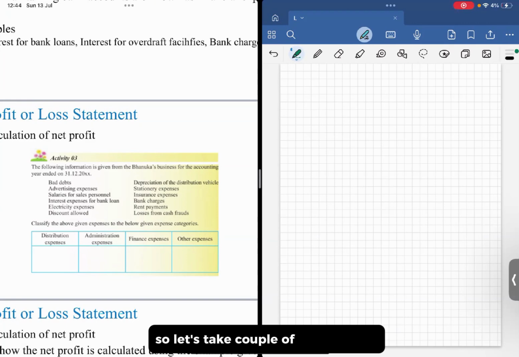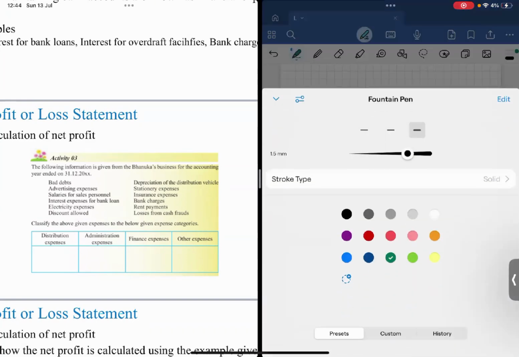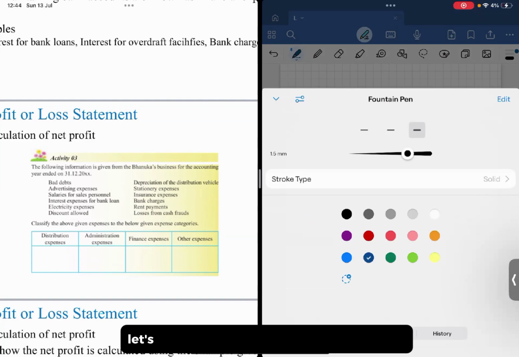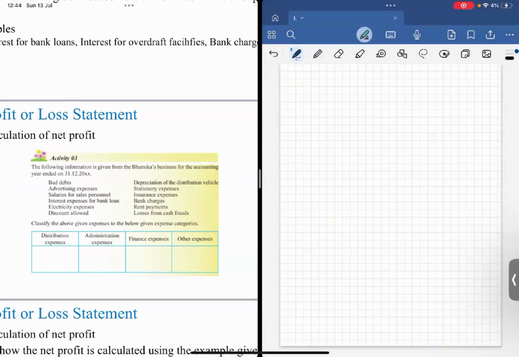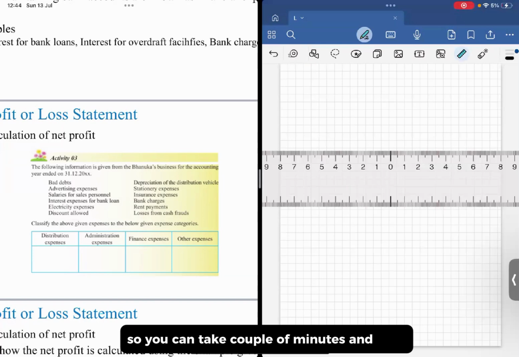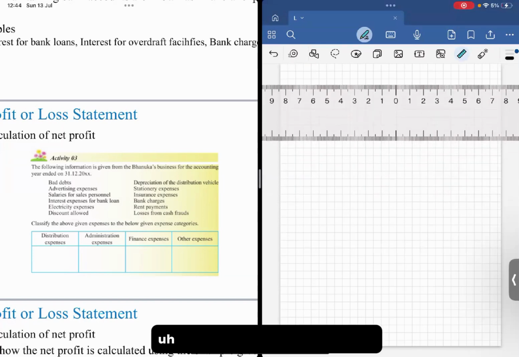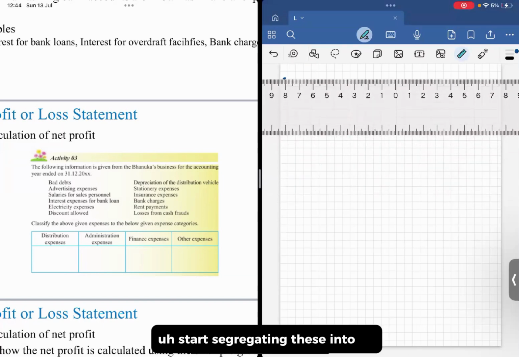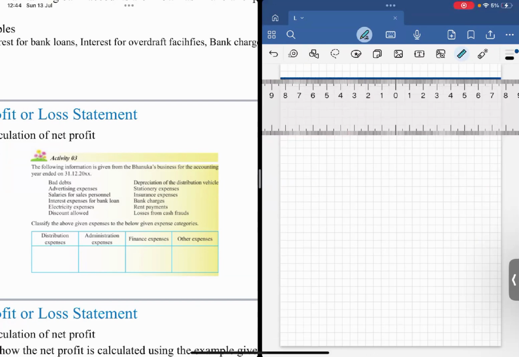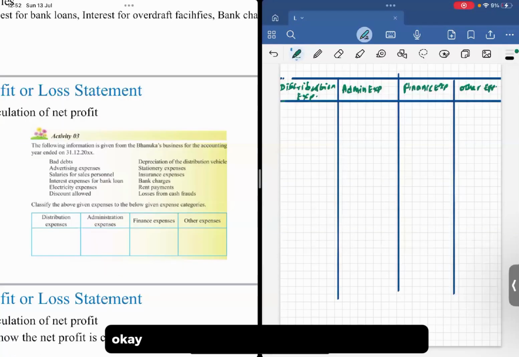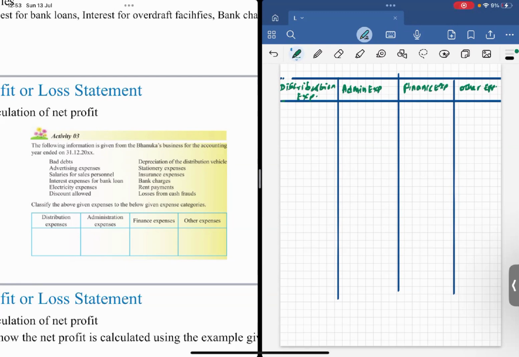So let's take a couple of minutes and segregate these into the four expense categories. Okay, so we are going to start the question.